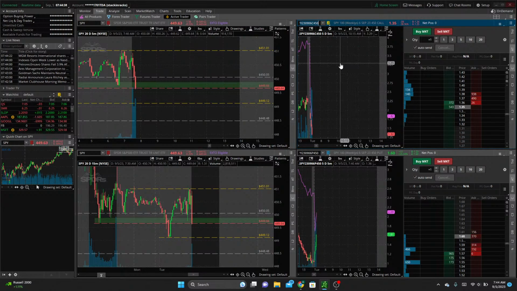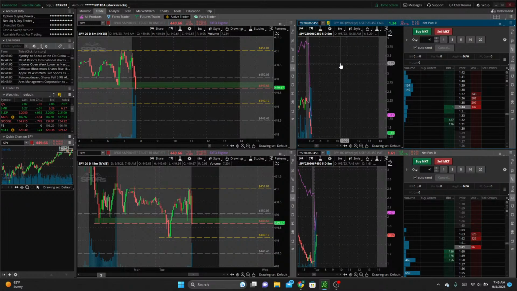Really testing that low Friday. We get a little bit of a push below it. 20 seconds left to candle close. Pushing below it even further still. So we're kind of opening right at that level.